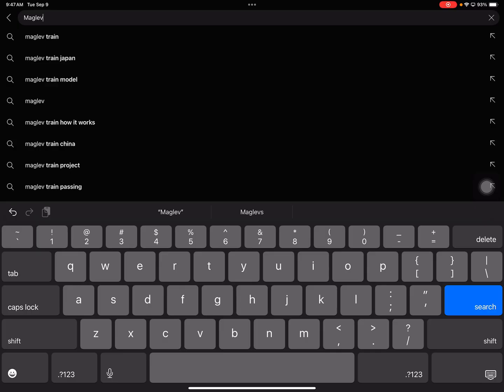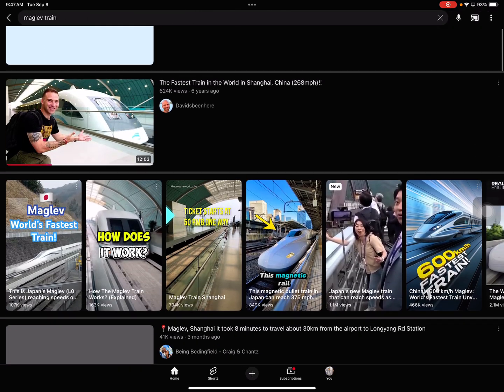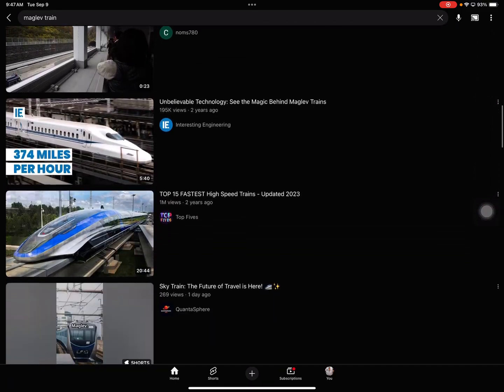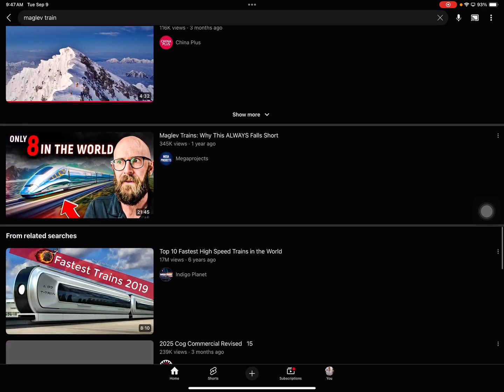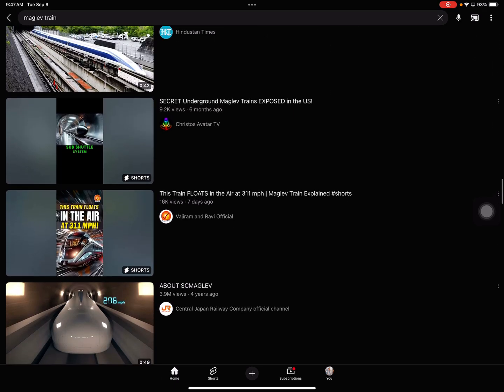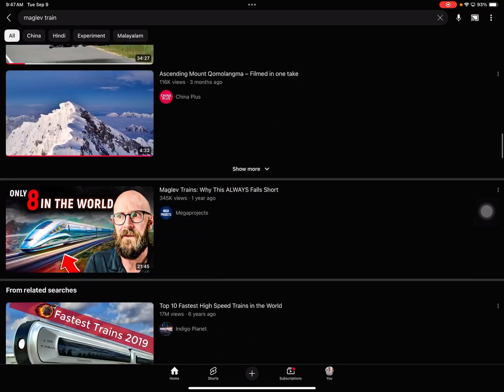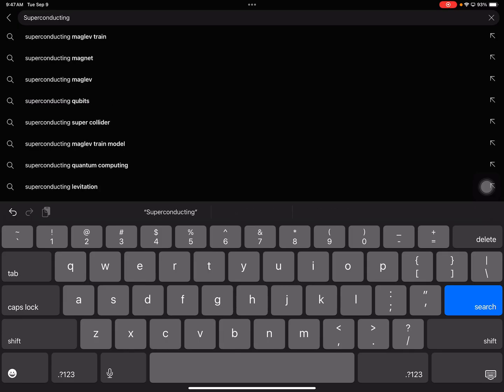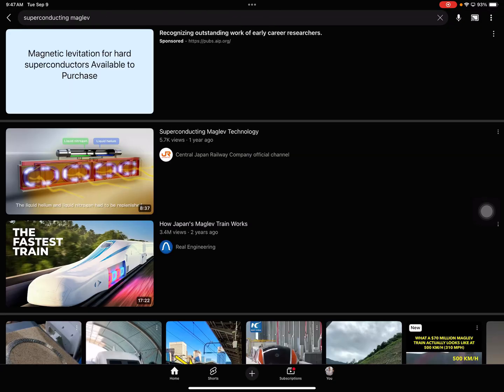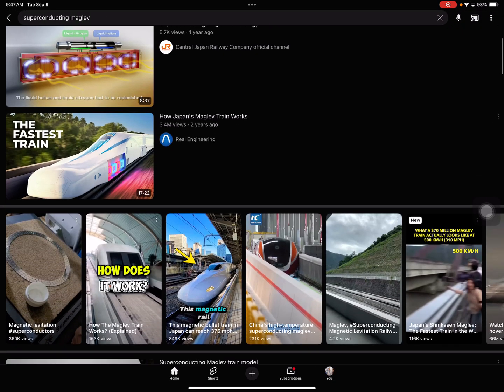Do you guys know maglev trains? Oh, here we go.